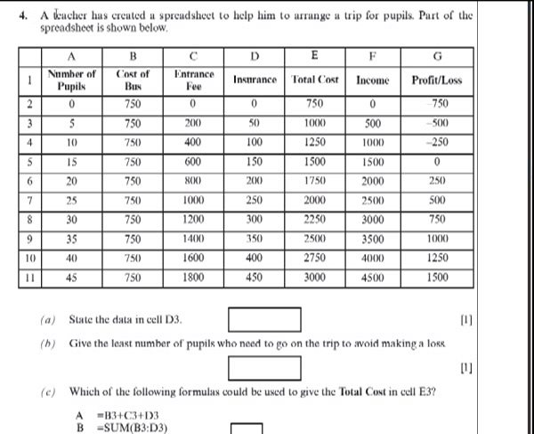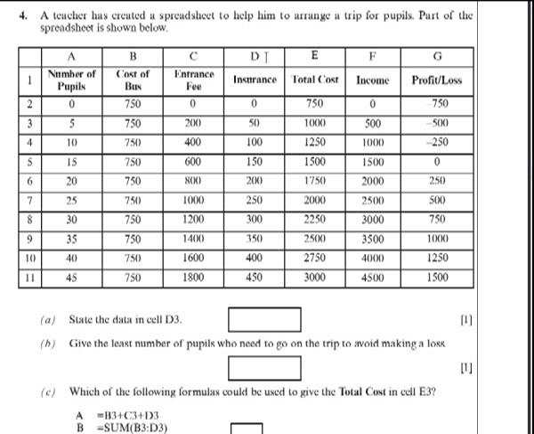Question 4. A teacher has created a spreadsheet to help him to arrange a trip for pupils. Part of the spreadsheet is shown below. So if we look at it, you've got number of pupils, cost of bus, entrance fee, insurance, total cost, income and profit and loss. Fairly straightforward. State the data in cell D3.